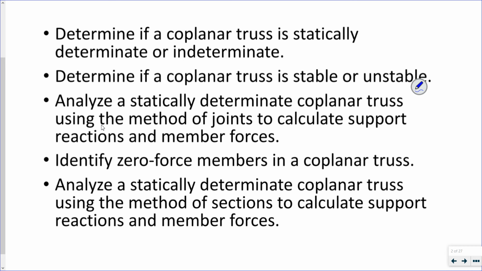Now, again, we're talking about coplanar trusses, which means we're talking about 2D trusses. Every member is in the same plane. There are 3D trusses called space trusses. We're not going to be getting into those in this course.